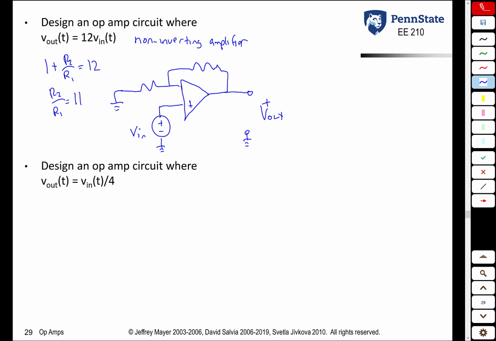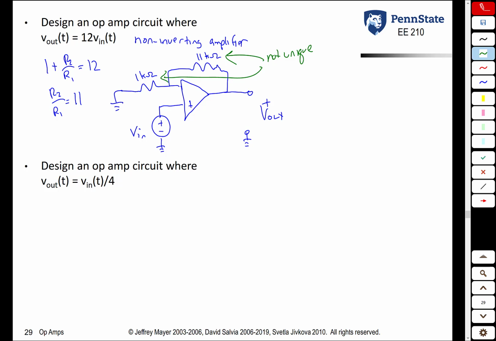R1 is grounded, and we want the ratio of R2 to R1 to be 11 to 1. So one possible solution would be an 11 kilo ohm resistor there and a 1 kilo ohm resistor there. I should point out that this is not a unique solution. As long as R2 is equal to 11 times R1, we're going to get a gain of 1 plus 11, or 12, which is what we want.